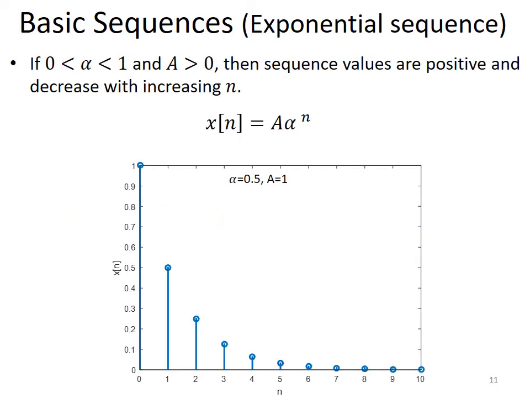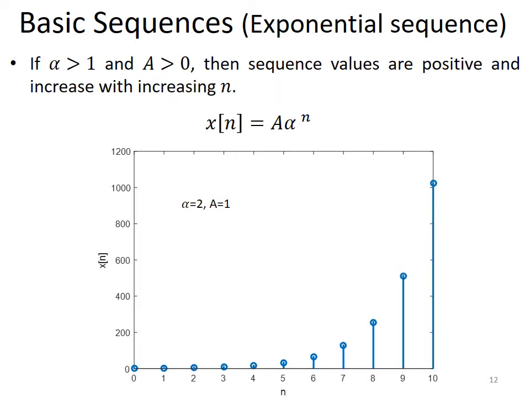So we will have the real exponential signal. Now in exponential signal, it depends upon the value of alpha whether it is decaying or increasing exponential. When alpha is between 0 and 1, and a is greater than 0, then the sequence is actually decaying exponential. As you can see in this figure, alpha is 0.5 and a is equal to 1, and n is the independent variable. Here n has increased from 0 to 10, and as n is increasing, the amplitude of x of n is decreasing.